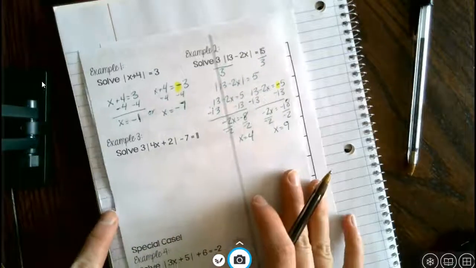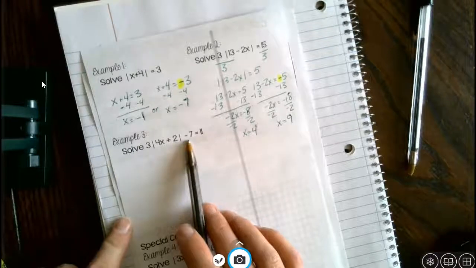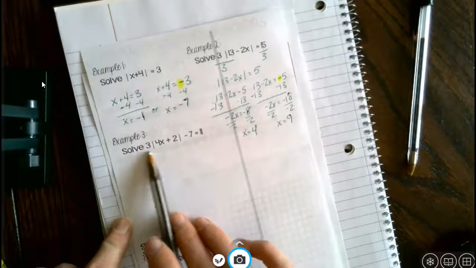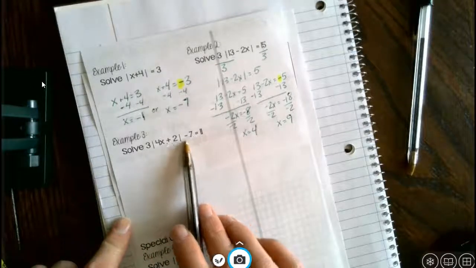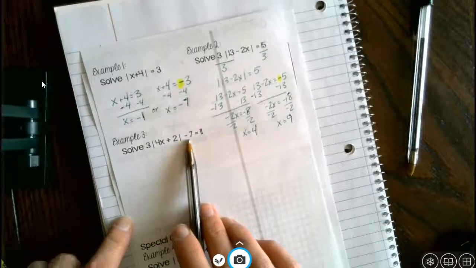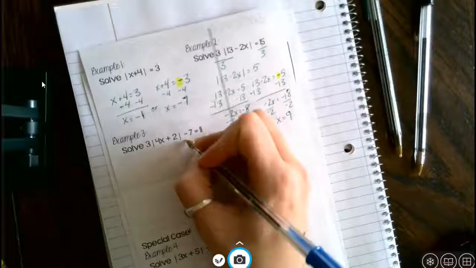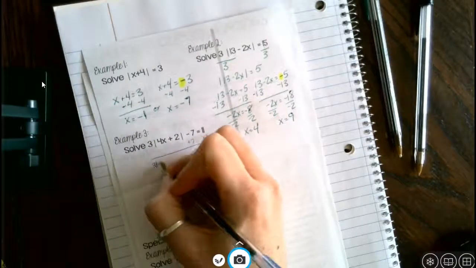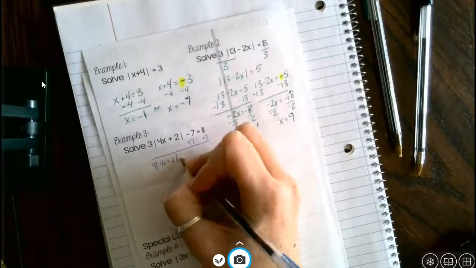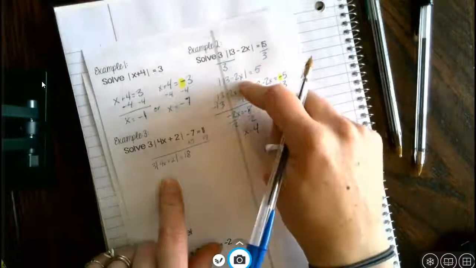Now let's look at this third example. I see I'm not only multiplying, but I'm also adding or subtracting something to what's happening with my absolute value. So the first thing we need to do is get rid of this addition or subtraction. We have to simplify that first. To undo the subtraction, I go ahead and add my 7 to both sides. Now I end up with 3 times the absolute value of 4x plus 2 equals 11 plus 7, which is 18. Now this looks a whole lot like example number 2.